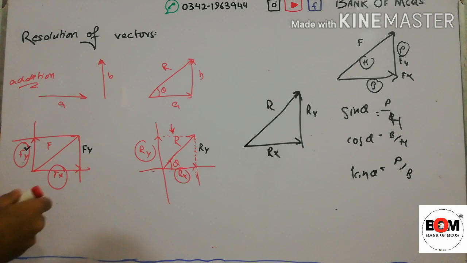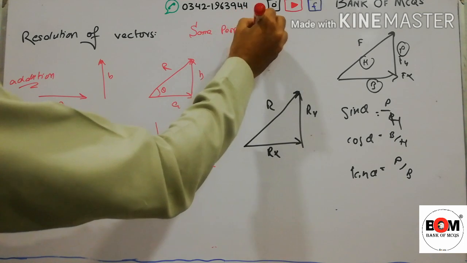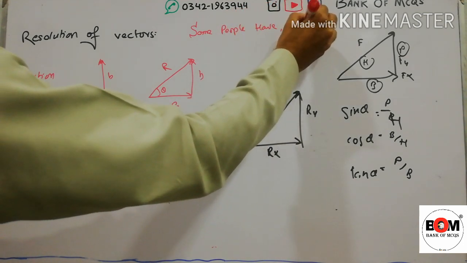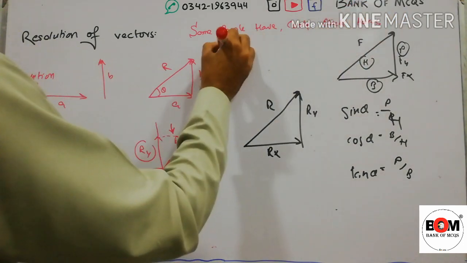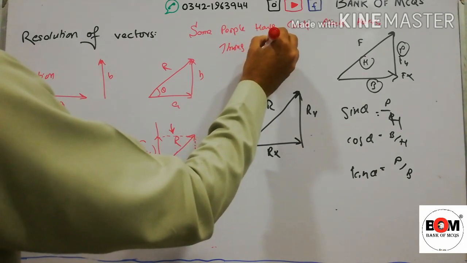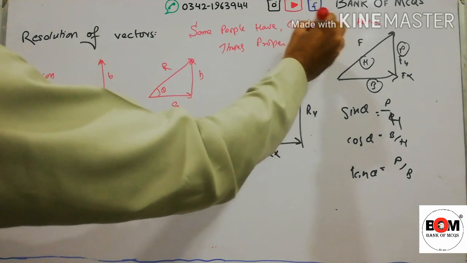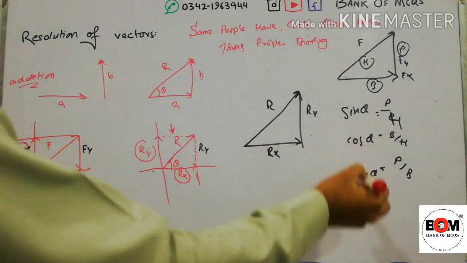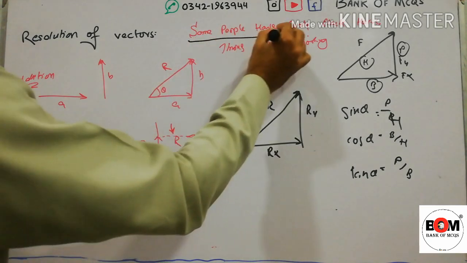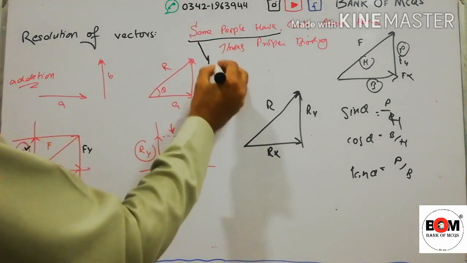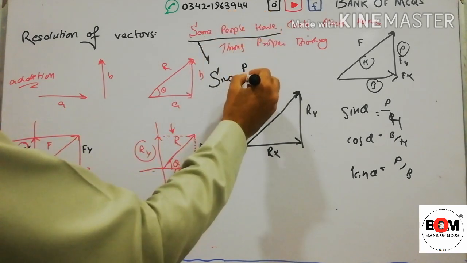Now how to remember this? There is a formula for this: some people have curly black hair through proper brushing. This is the formula for how to remember this. Here is how it is used: some people have is for sin theta. S means sin theta, people means perpendicular, have means hypotenuse.